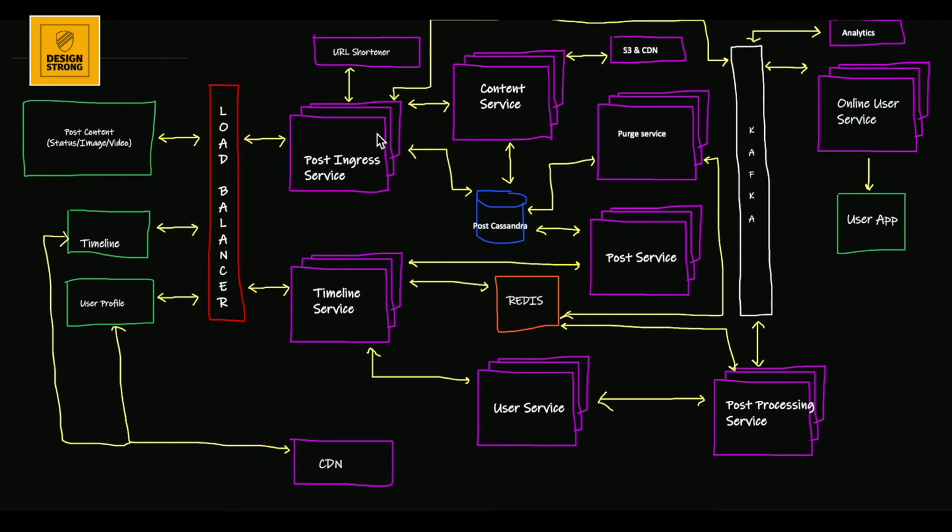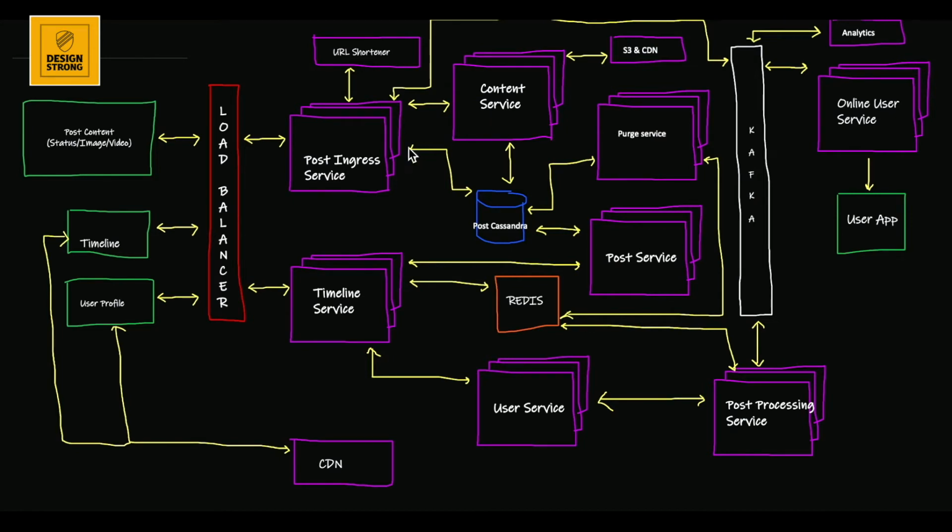Now the post ingress service will be connected to the content service. The content service is going to be responsible for storing and retrieving images and videos. So the content service will be connected to something like Amazon S3 over a content delivery network, so that this data can be retrieved in a short span. You can consider the content service as a system as a whole, like YouTube or Instagram or Netflix, which is responsible for hosting the content and playback of it as well.